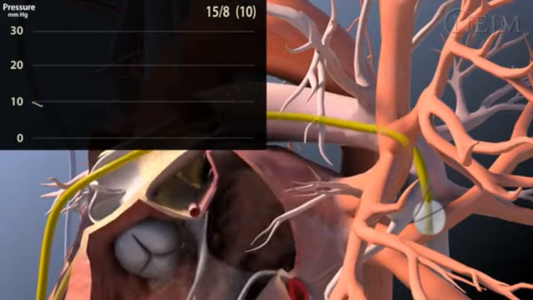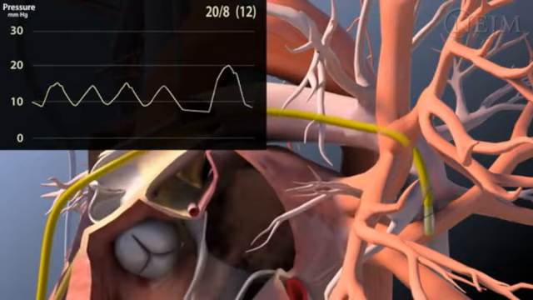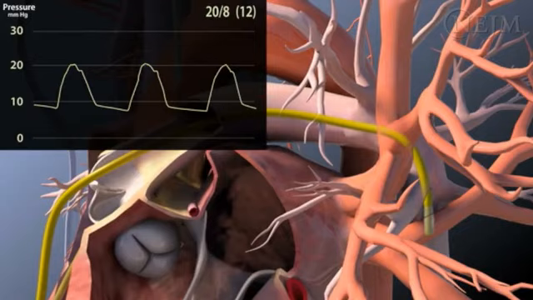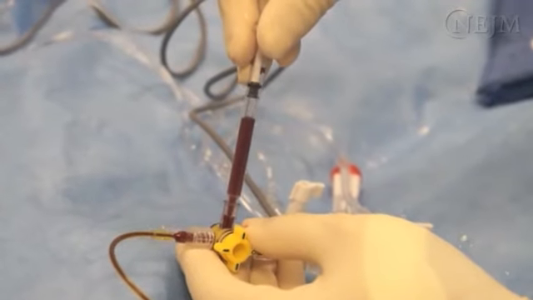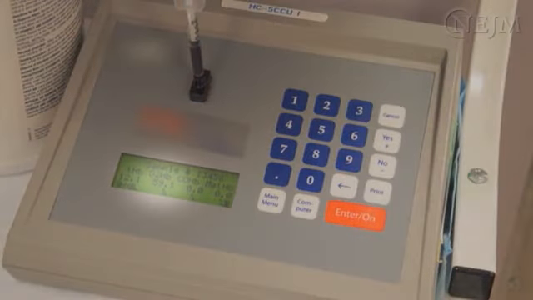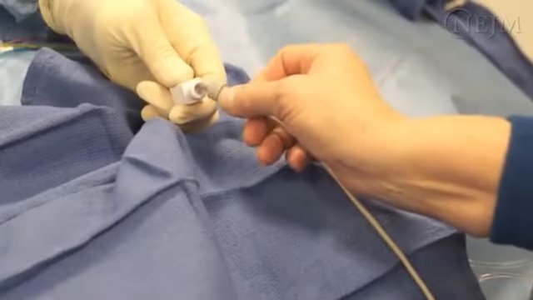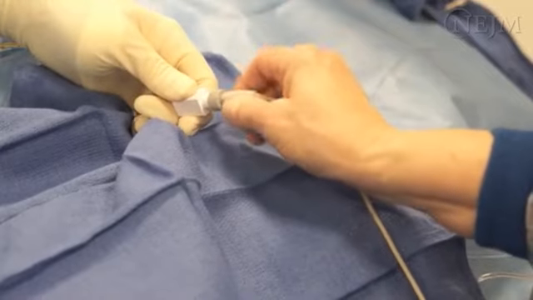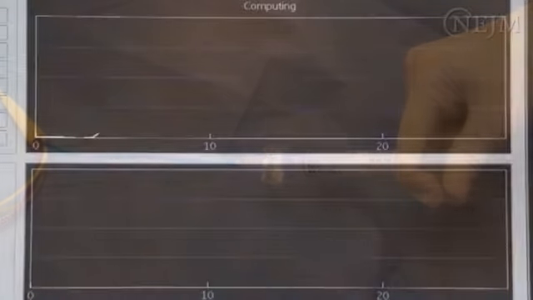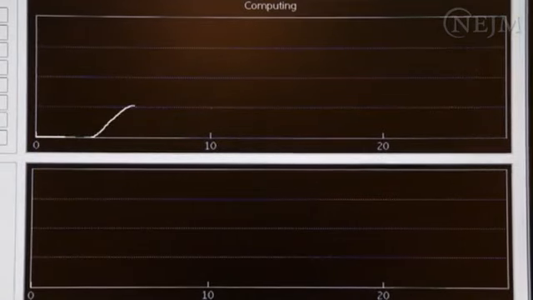Now, deflate the balloon. The pulmonary artery pressure waveform should reappear. If it does not, slowly withdraw the catheter until it does. Aspirate blood from the distal port to measure the mixed venous oxygen saturation. Measure cardiac output by connecting the thermistor to a computer and injecting a saline bolus into the right atrium. On a plot of temperature against time, the area under the curve is inversely proportional to the cardiac output.